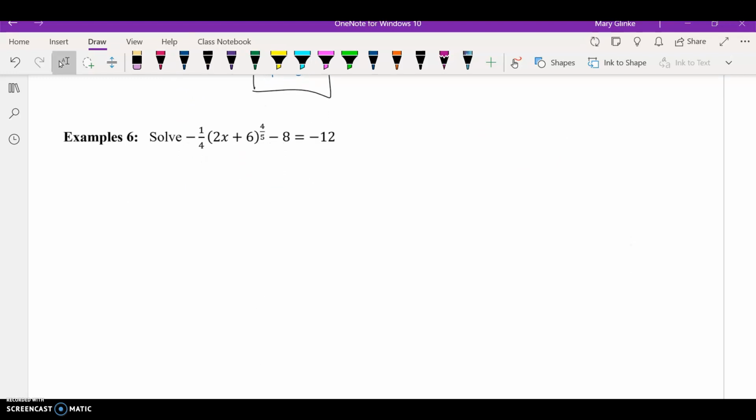So let's take a look at example 6 here. So we're going to go ahead and add 8 to both sides. Then we're going to get rid of that negative 1/4. We're going to multiply both sides by negative 4.